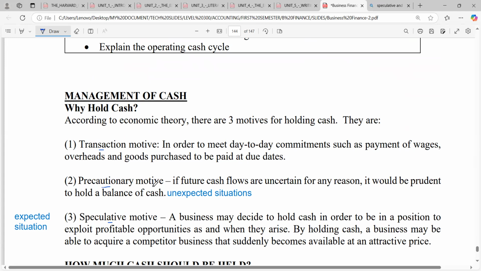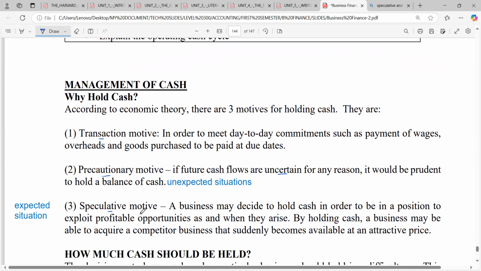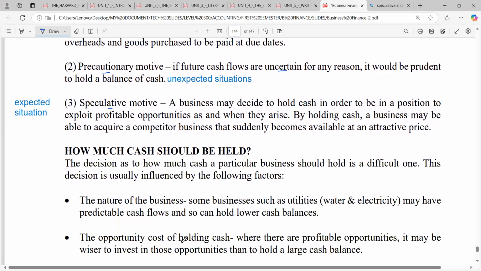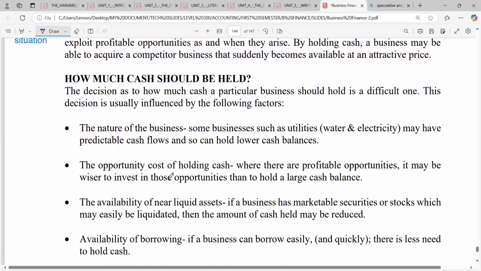Or they can list an explanation. If future cash flows are uncertain for any reason, it would be prudent to hold a cash balance. So uncertain is unexpected, which means it is a precautionary motive. And then we can have the speculative motive, where they tell you about an expected situation. So how much cash should be held? It is difficult to take a decision on that.